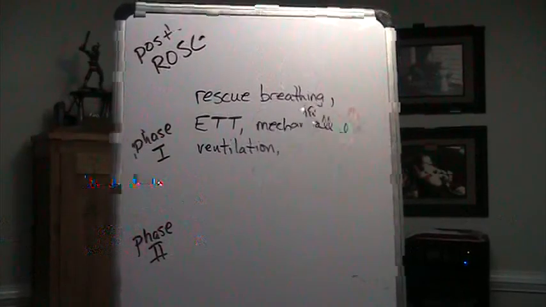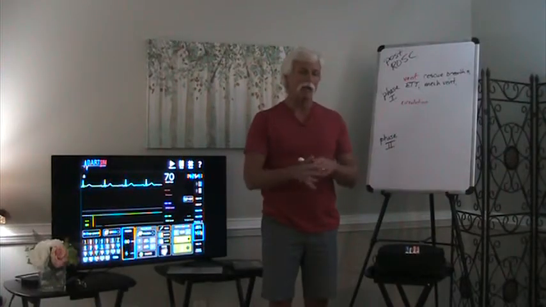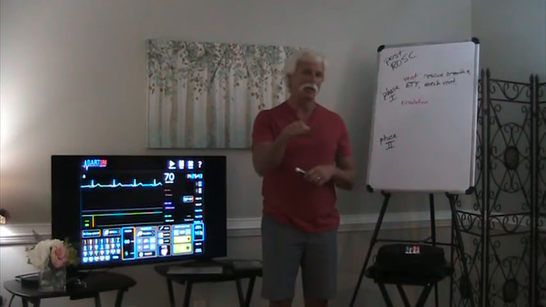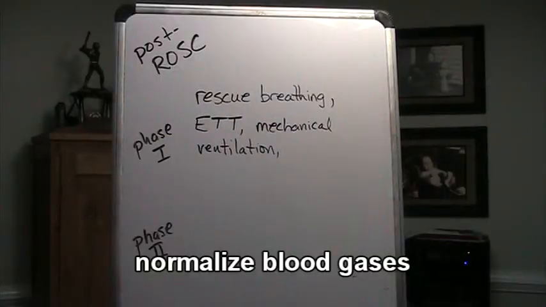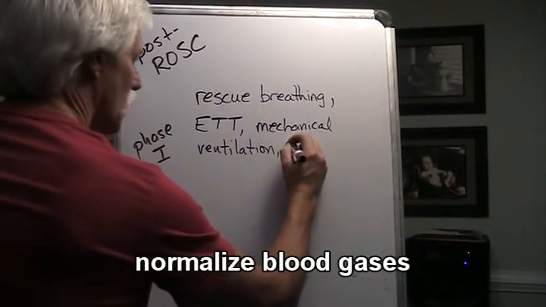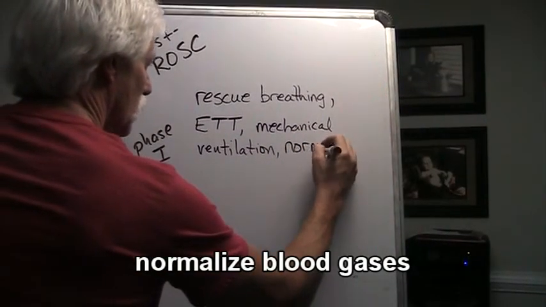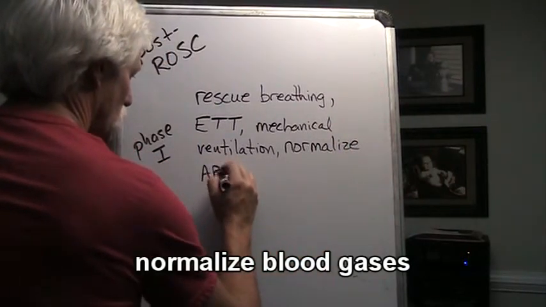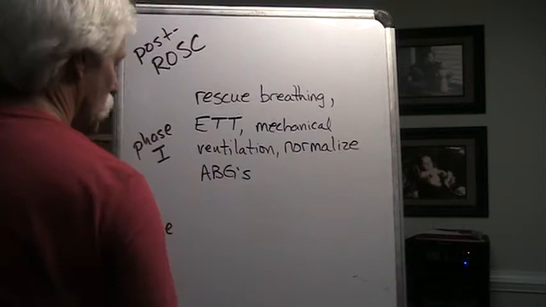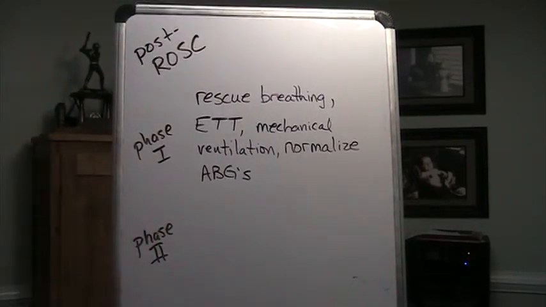But also with mechanical ventilation, I can titrate those ventilator settings very finely to accomplish what I want to do. And what I want to do is I want to start normalizing his blood gases. We're going to get ABGs back on this patient, and in most cases, from a patient in prolonged cardiac arrest, what we're going to find is respiratory acidosis.